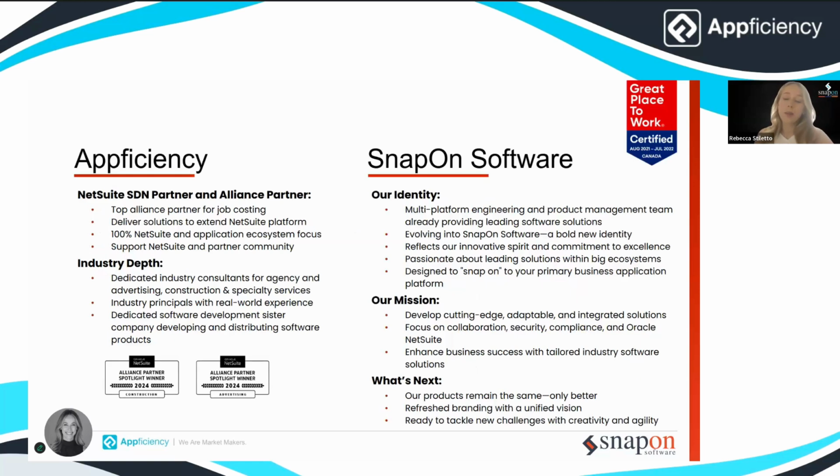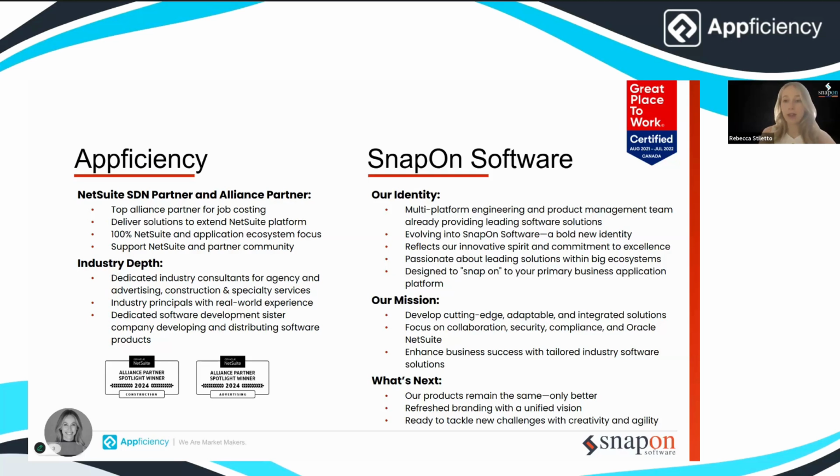So let's talk about our evolution. Snap-on Software is our new sister brand under the App Efficiency umbrella. App Efficiency continues to be a top SDN partner and alliance partner known for our job costing expertise and our deep industry knowledge in industries such as ETO, construction, advertising, and more. That's not changing, but we have launched Snap-on Software.